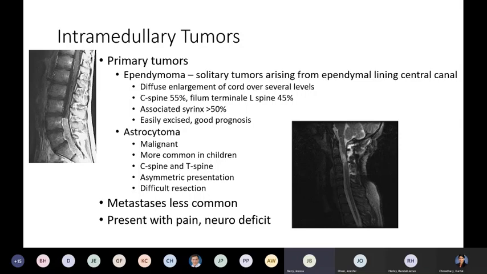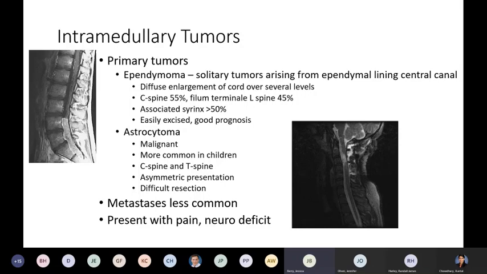Greater than 50% will be associated with serous. Really, both of these types of tumors can be commonly associated with cysts within the spinal cord, and if there is a cyst present, either serous or blood-filled cyst, it tends to be associated with a poorer prognosis. In general, ependymomas are fairly easily excised, and the prognosis is fairly good.